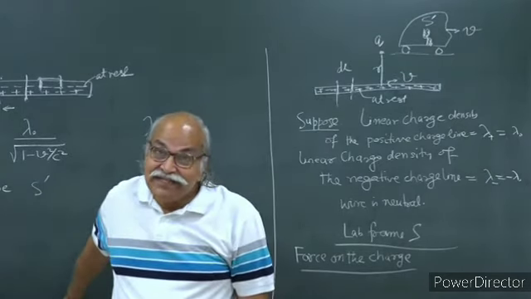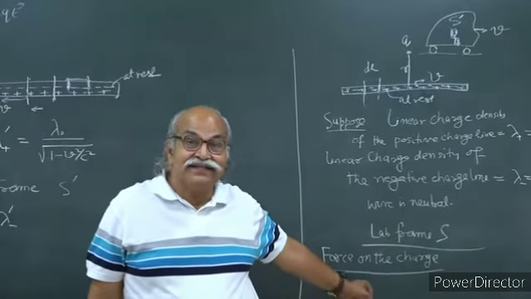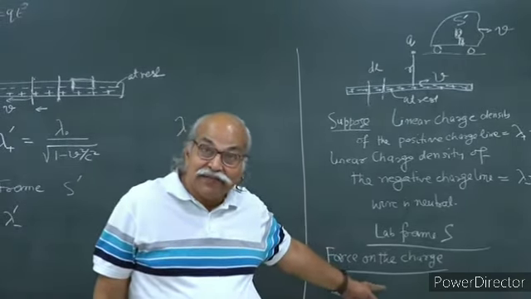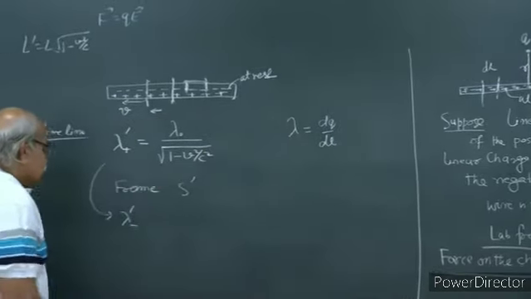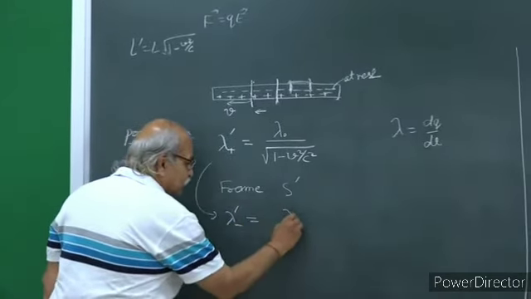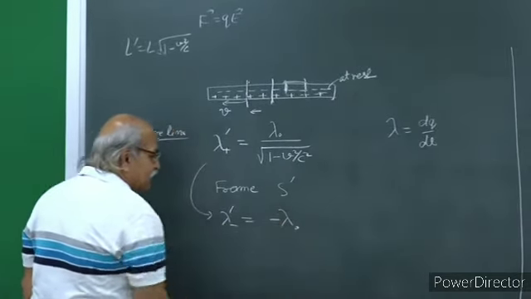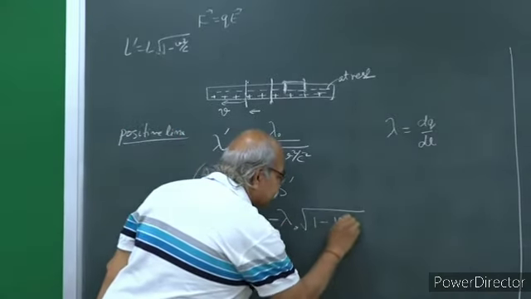In S prime, the linear charge density will be less than the linear charge density in the lab frame S. I am talking of the negative charge line now. So, this is less than that. So, this has to be minus lambda naught times square root of 1 minus v square by c square.